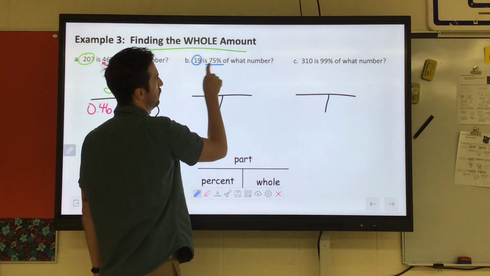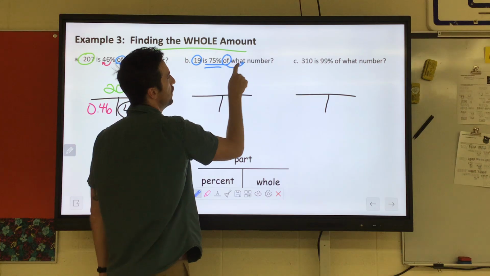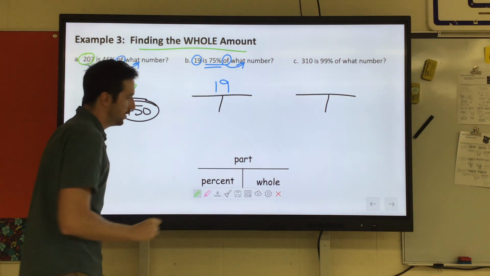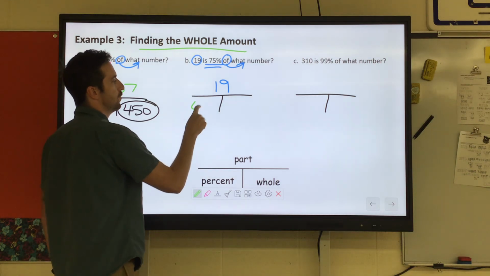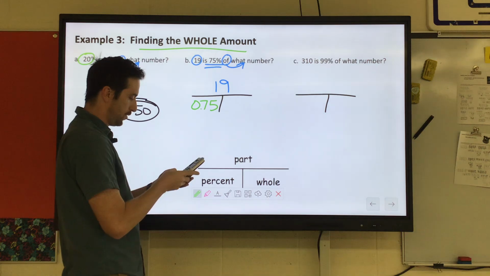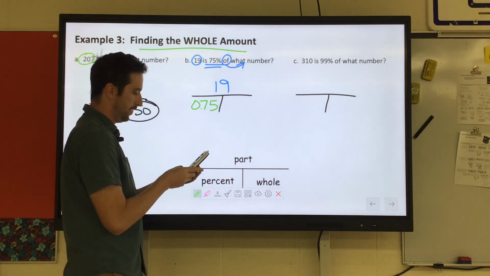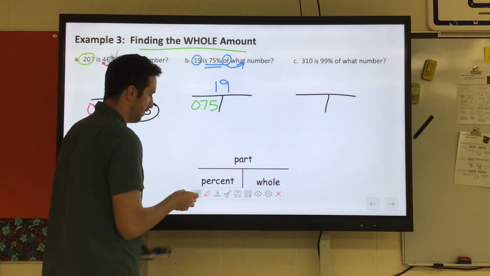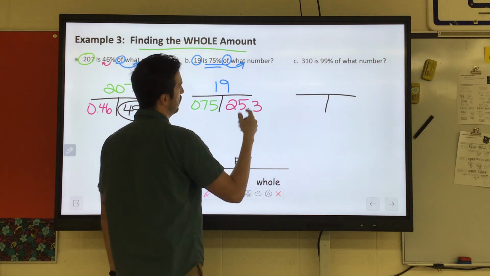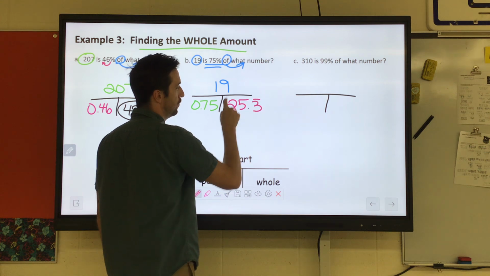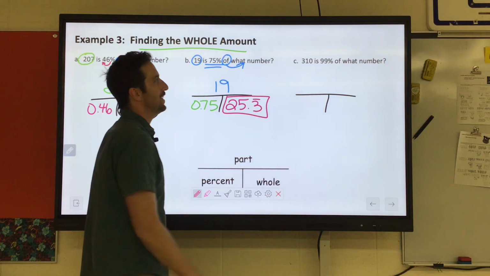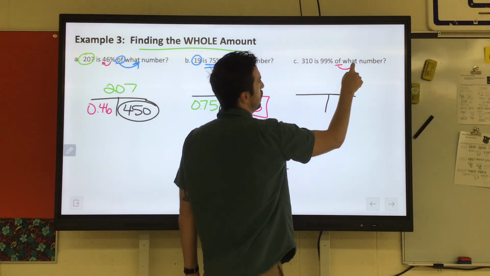19 is 75% of what number? So again, we're looking for the whole. The 19 is the part. 75% is the percent. We want it in decimal form. That's 0.75. And then they're stacked up top. So 19 divided by 0.75. We got 25.3333333. 25.3. You could round it there, or you could put the bar over it. All is good. Last one.